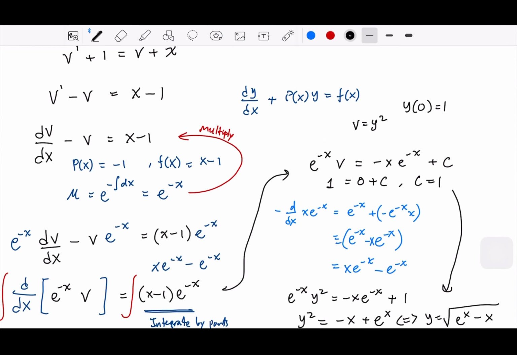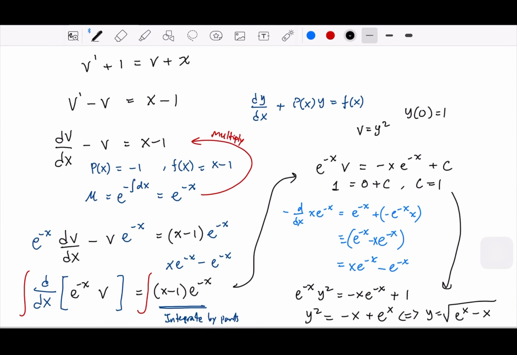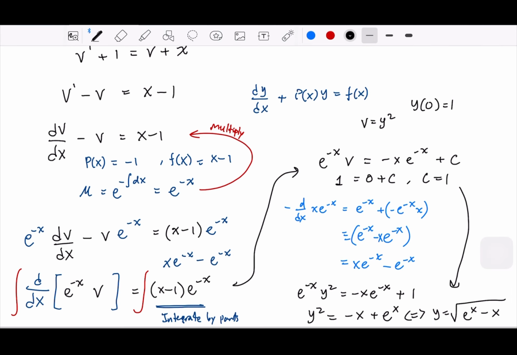Okay. Yeah, sorry, it's a little bit messy, but I hope you get the direction. From here, you could try also to recheck and reconfirm the calculation.